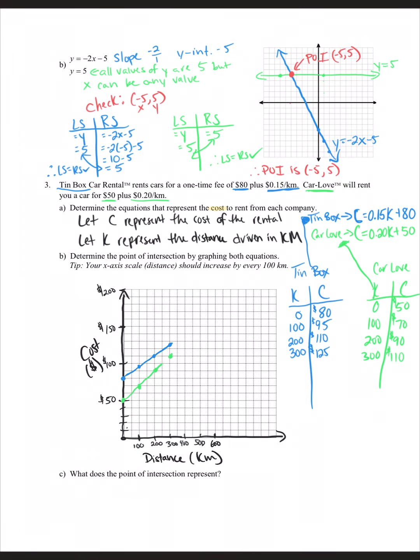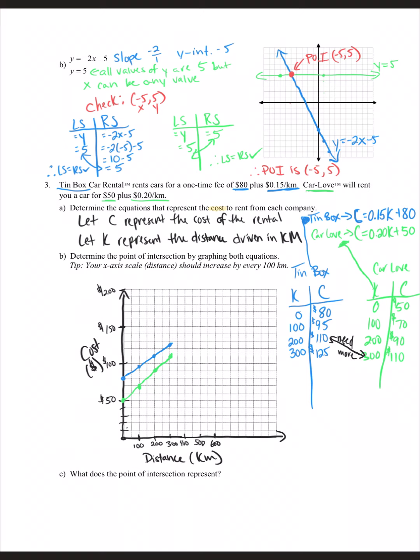So hopefully you can see by looking at the graph and even by looking at our table of values that when Tin Box goes 200 kilometers, it costs $110, but that's the same cost as when Car Love goes 300. So those two lines haven't crossed yet, they haven't met yet. There hasn't been a point where the kilometers is the same and the cost is the same to make that point of intersection. So this point here where the cost is the same but the kilometers is different tells us that we need more points.